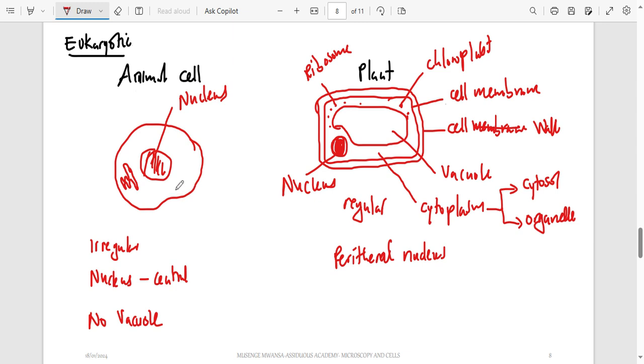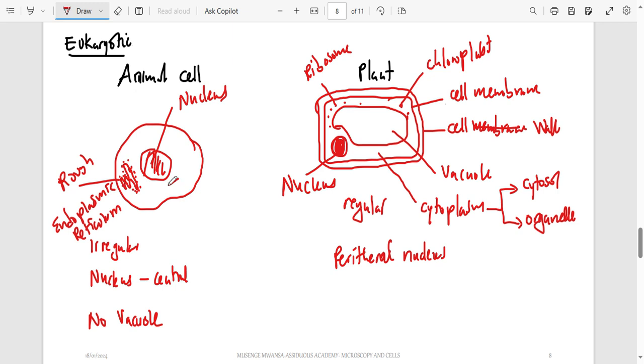Now, the endoplasmic reticulum can have ribosomes on them. So, if you see dots on the endoplasmic reticulum, it will be known as the rough endoplasmic reticulum. Rough because of the presence of those ribosomes. If it does not have ribosomes, then it is known as smooth endoplasmic reticulum.